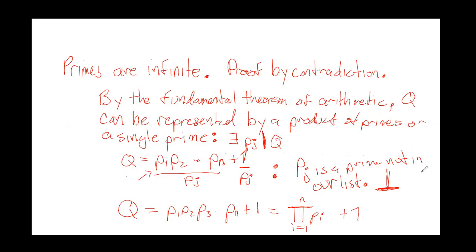This was our clever way to produce a number such that we could construct or define a prime PJ that does not divide this number. We had our exhaustive list of primes, and if we took the product of all those primes and added 1 to it, then by the fundamental theorem of arithmetic, a prime must exist that divides Q. It's either Q itself or a factor of Q. And by adding 1 to this product of primes, we indirectly create this prime PJ that is not in our exhaustive list.